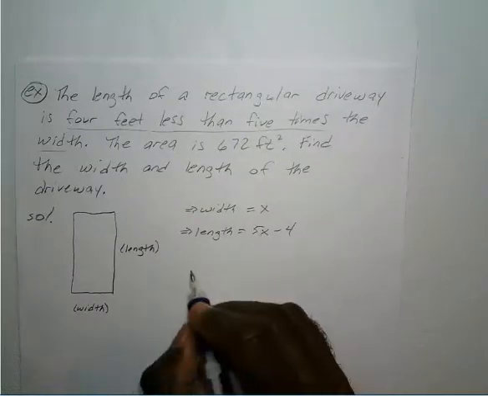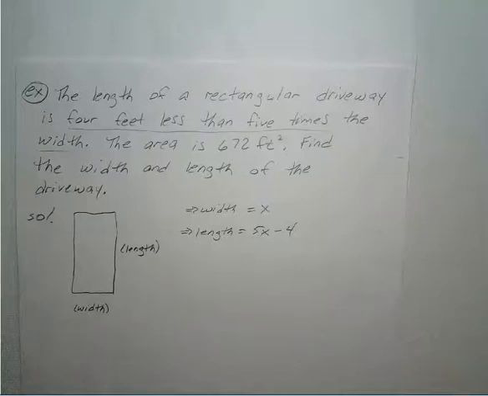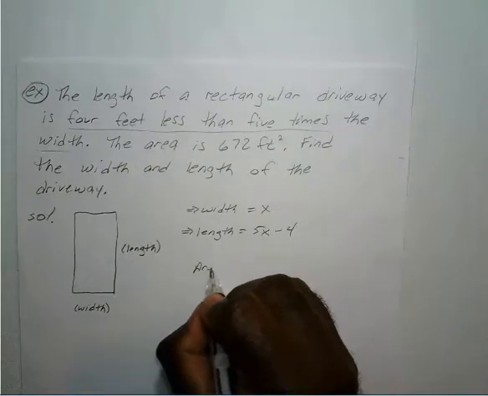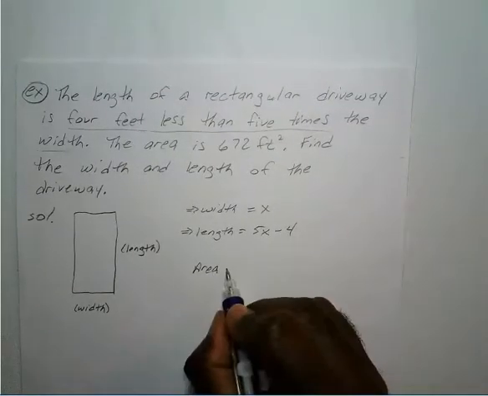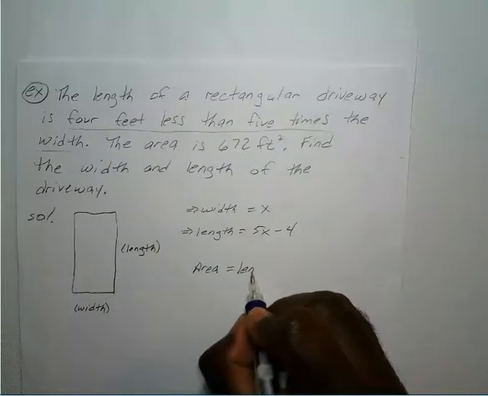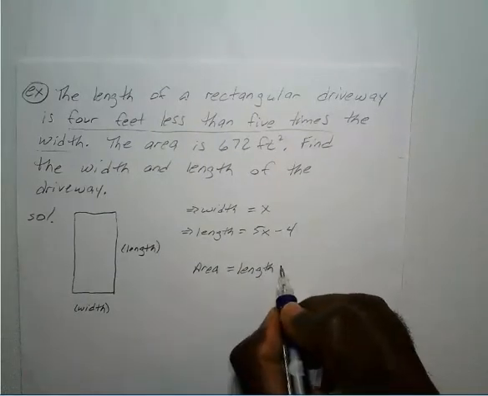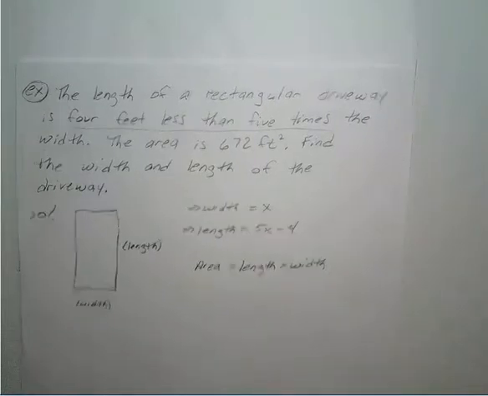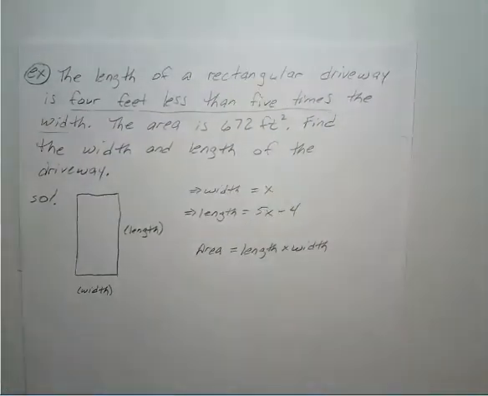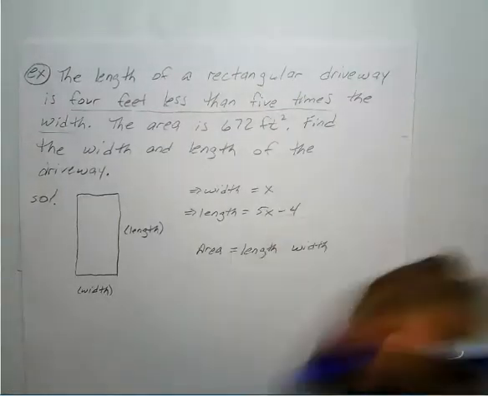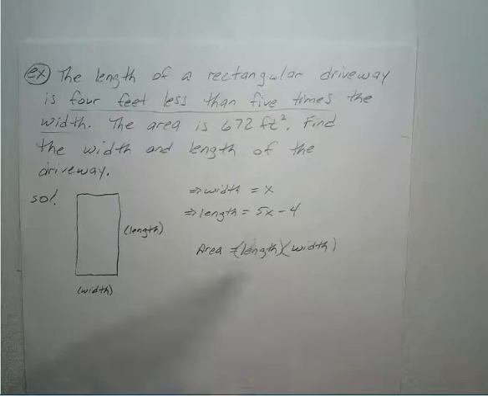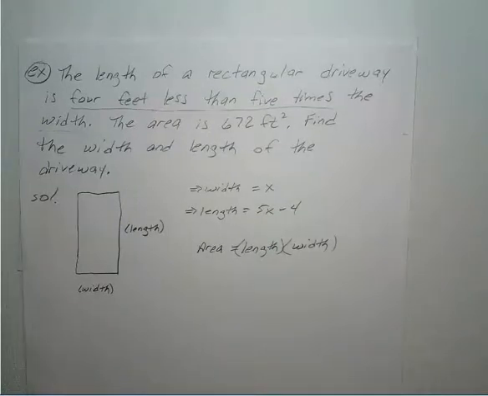Alright, so moving on, this is where you have to kind of remember some of those old formulas. We know that for a rectangle, the area of a rectangle is equal to length times width. And instead of the little x multiplication, I'll just use parentheses because I don't want to confuse that with the x's that we're using up here. So it's just length times width.